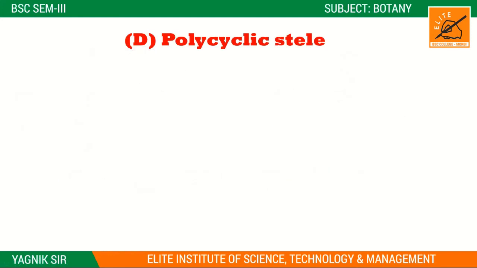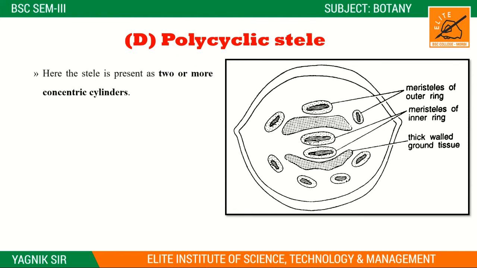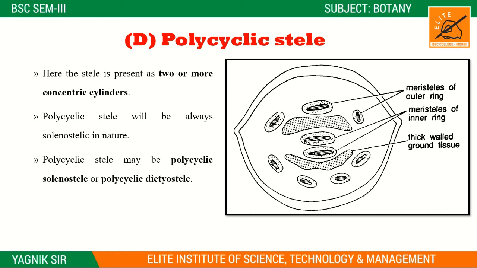Another type is the polycyclic stele, right? So here two or more concentric cylinders are present, right? Two or more concentric cylinders. That means here 1 and 2, that type of concentric cylinders are present. And here the polycyclic stele will always be solenostelic in nature. Which type of solenostele, right? And also this is a subtype of the stele, right? And here the polycyclic stele may be polycyclic solenostele, and another name is polycyclic dictyostele.